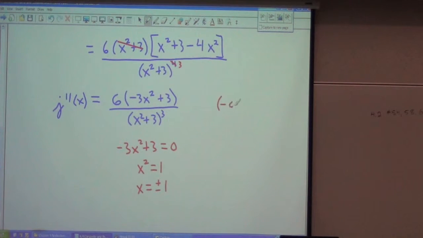Then we go negative infinity to negative 1, negative 1 to 1, 1 to infinity. Those are our intervals, and we want to figure out what happens to the second derivative.